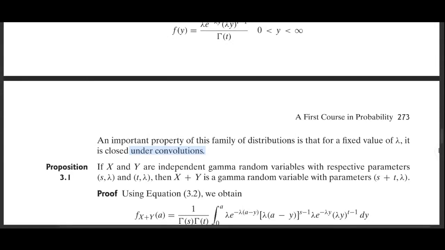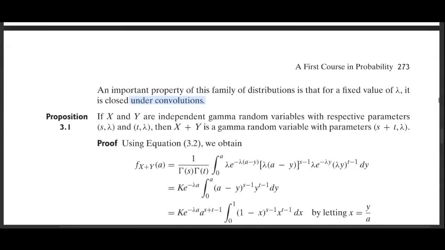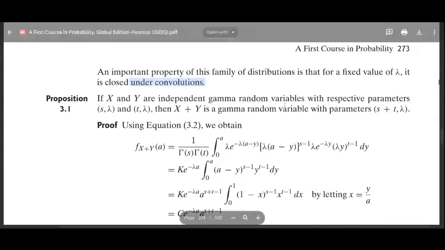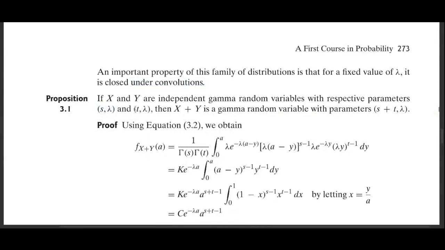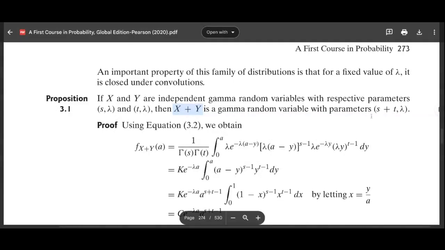It's closed under convolutions. If x and y are independent gamma random variables with respective parameters s, lambda and t, lambda, then x plus y is a gamma random variable with parameters s plus t, lambda. Oh, okay, that's nice, right? X plus y, just adding s and t.